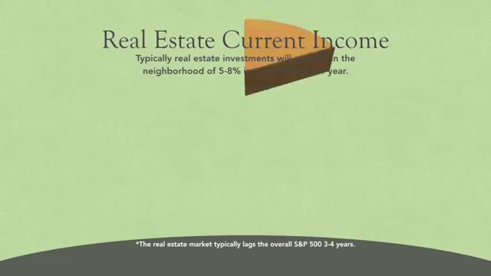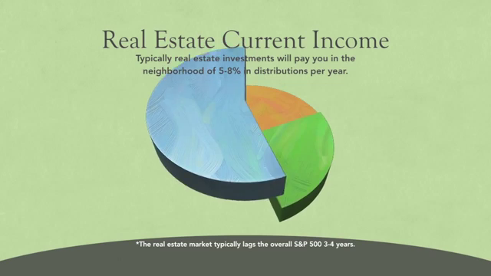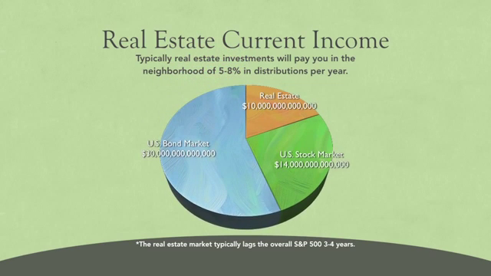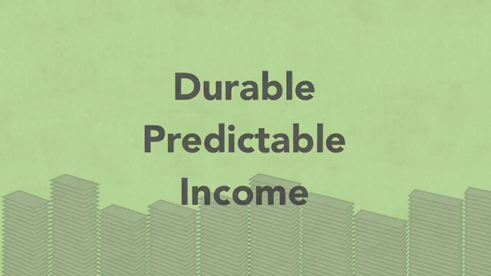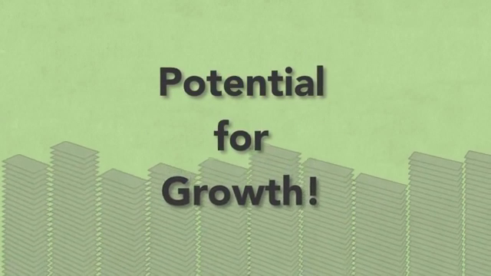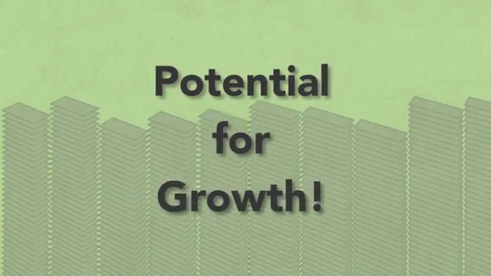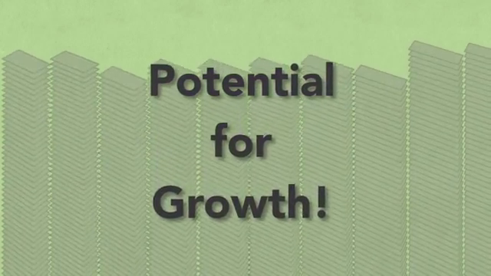Our clients buy real estate investment trusts for two reasons. The first is current income, and the second is growth. Typically, these types of real estate investments will pay you in the neighborhood of 5 to 8% in distributions per year. So, we like real estate for diversification. We like it for income, but it's also a great time to be buying real estate for the capital appreciation opportunities. The real estate market typically lags the overall S&P 500 3 to 4 years.